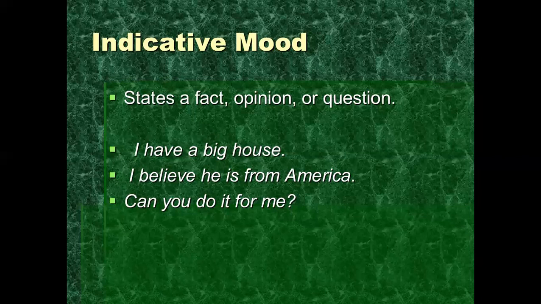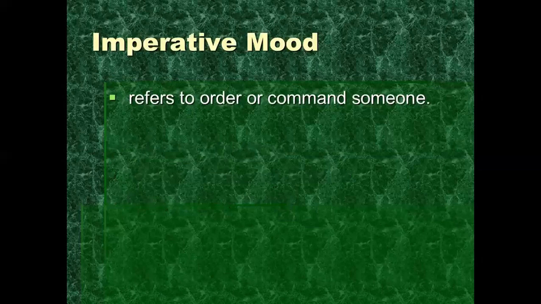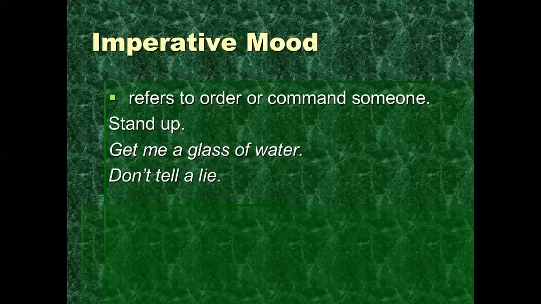Now, why do we need to learn about indicative mood? This you would only understand when you learn about the two more types. So let's see what is the second type. The second type of the mood is imperative mood. The imperative mood refers to order or command someone.